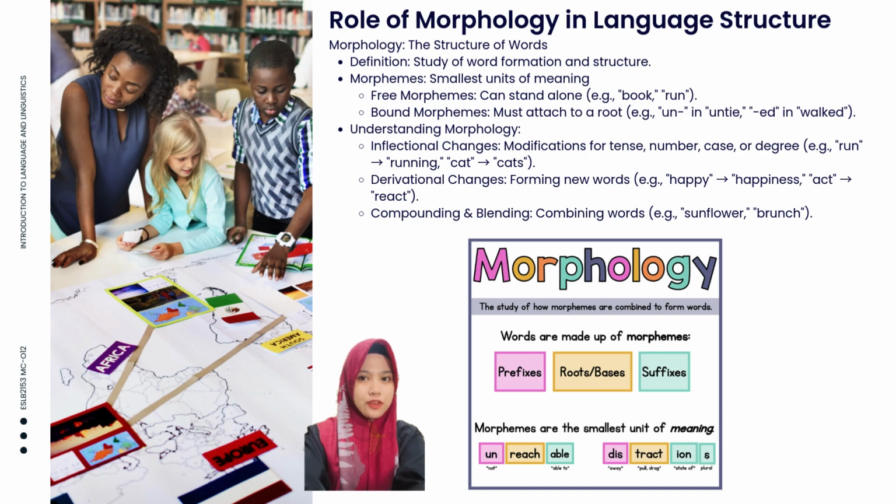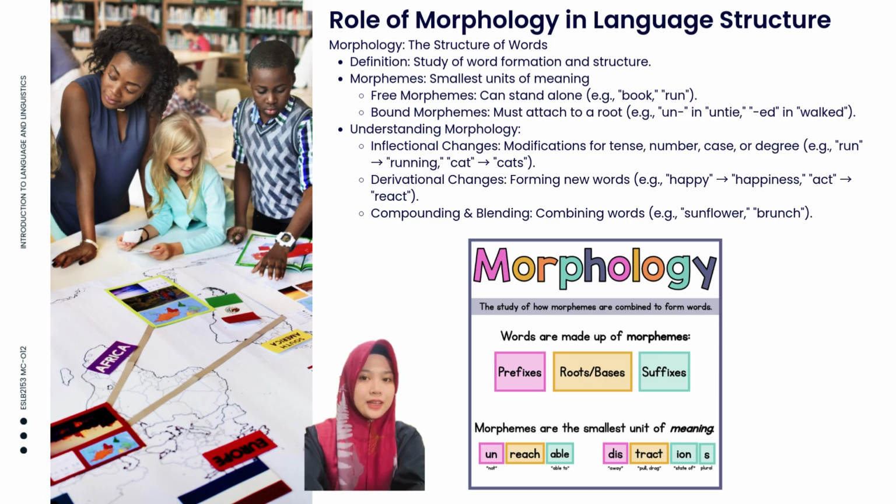So why is morphology so important? It helps us understand how words change in different ways. For example, inflectional changes. This is when a word changes slightly but keeps its meaning. For example, run to running or cat to cats. Second, derivational changes. This is when a word changes and creates a new meaning, like happy to happiness or egg to egg.